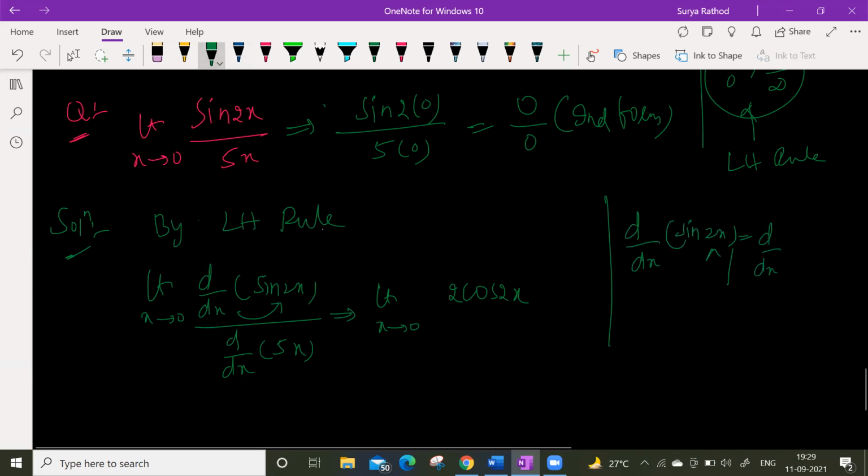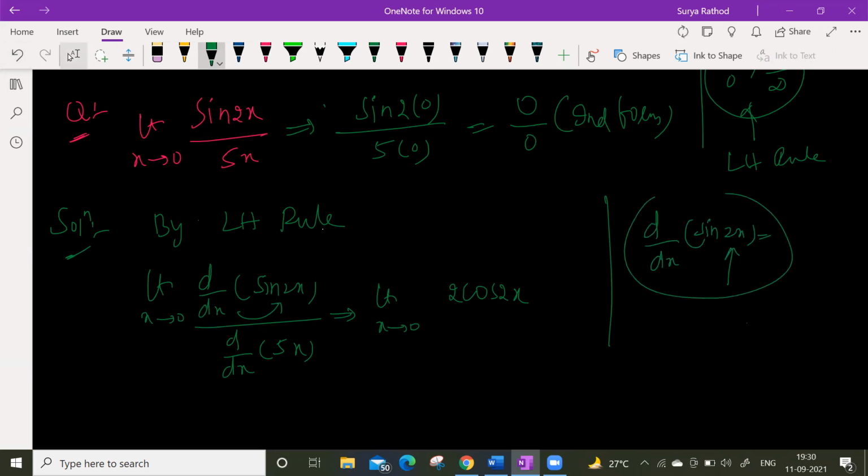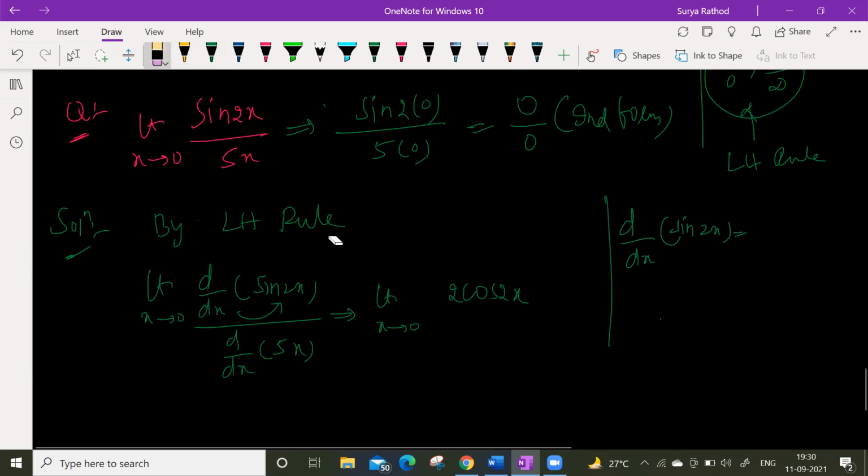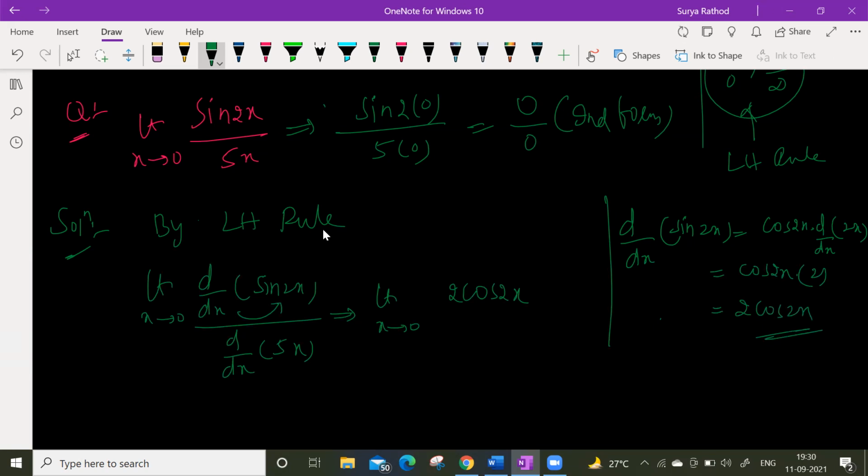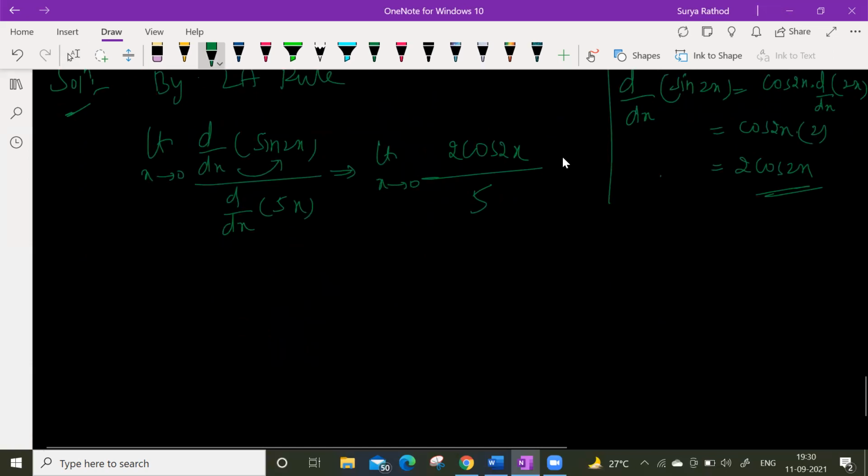Look at this. d/dx of sin 2x is cos 2x into d/dx of 2x. So cos 2x into d/dx of 2x, which is 2. So 2 cos 2x. This is my answer. Clear? So 2 cos 2x came as d/dx of sin 2x, divided by d/dx of 5x, which is 5. Clear, right? So now what answer do I get?